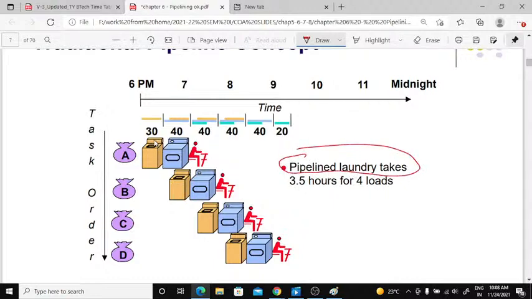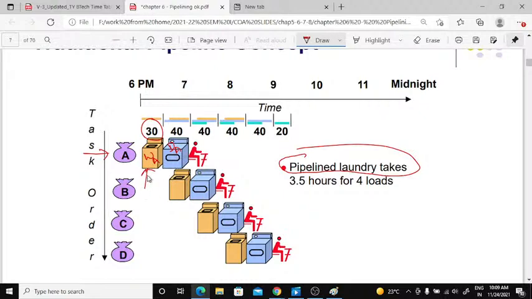So in the pipelined approach we are executing the tasks parallelly. Initially, we provide load A to the washing machine. Then at the same time, this load will move to the drying machine. When it is shifted to the drying machine, this load A, the washing machine will be empty.